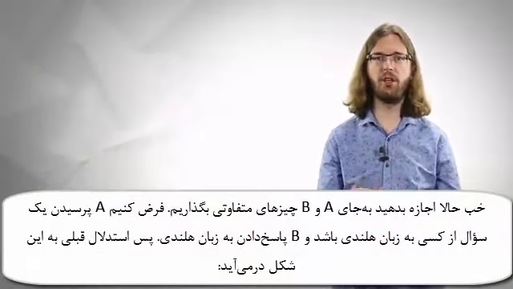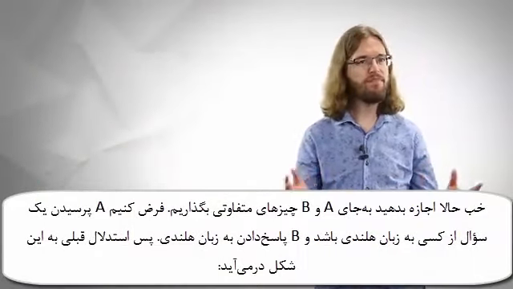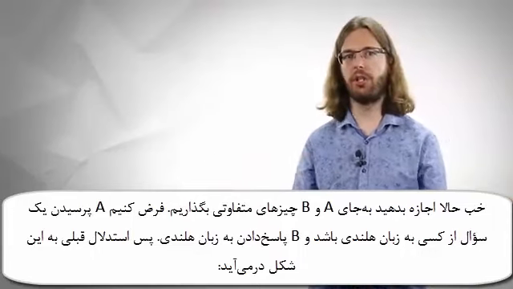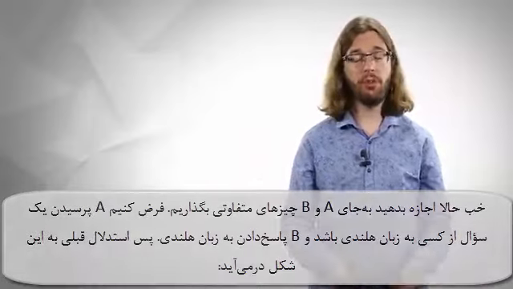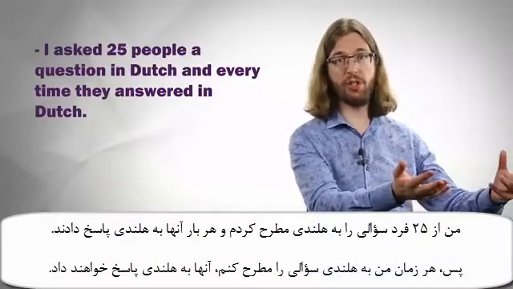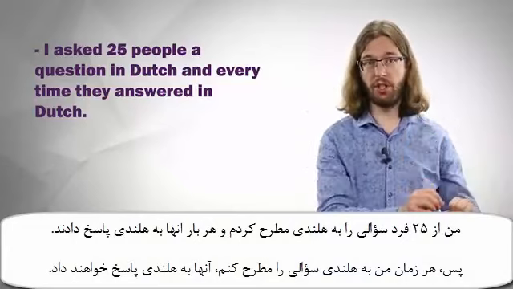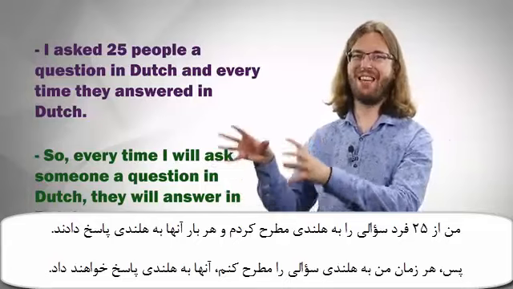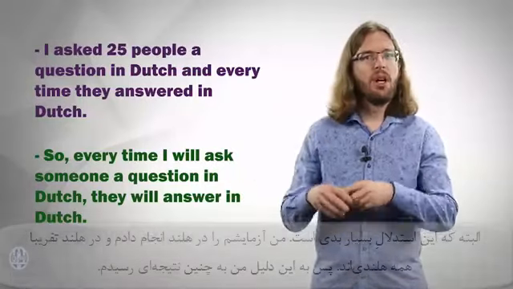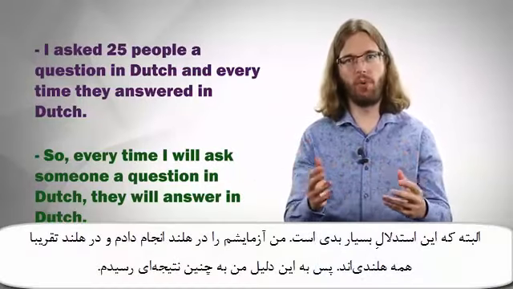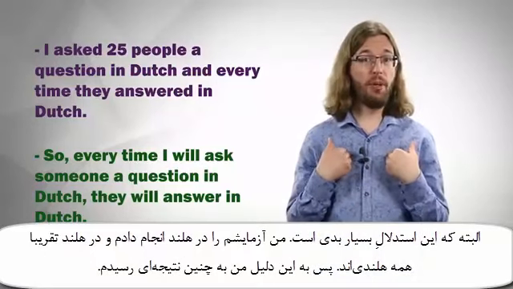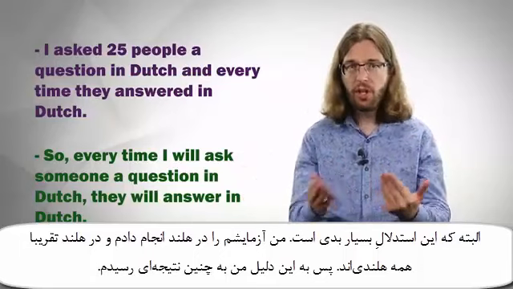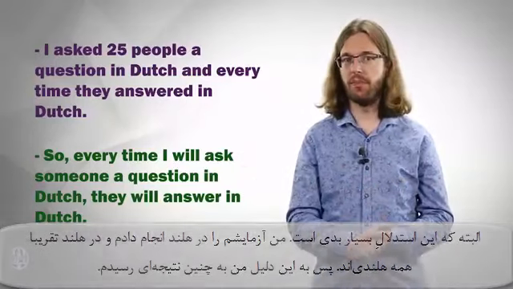But now let's fill in something else for A and B. Let A be ask someone a question in Dutch, and let B be they answer in Dutch. So the argument becomes, I asked 25 people a question in Dutch, and every time they answered in Dutch, so whenever I will ask someone a question in Dutch, they will answer in Dutch. And that, of course, is a terrible argument. I did my experiment in the Netherlands, and in the Netherlands, almost everyone speaks Dutch. So that's why I got the results that I did.